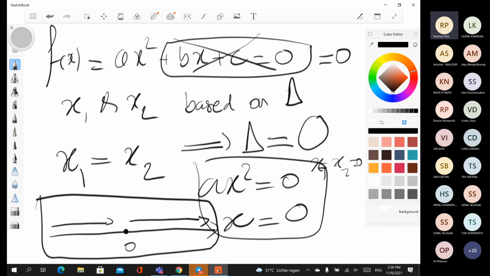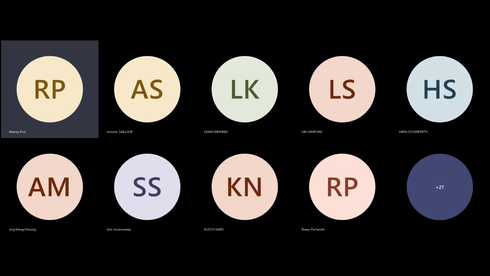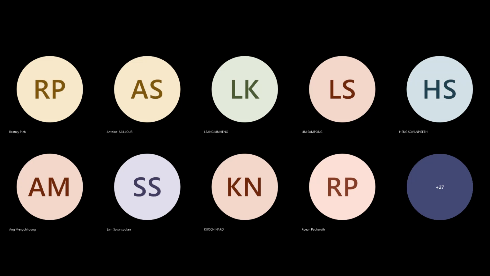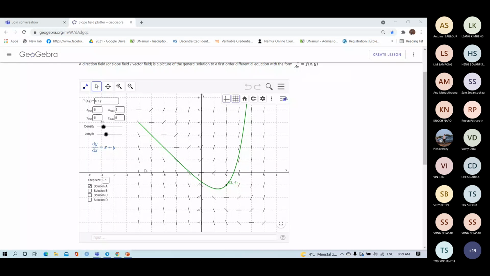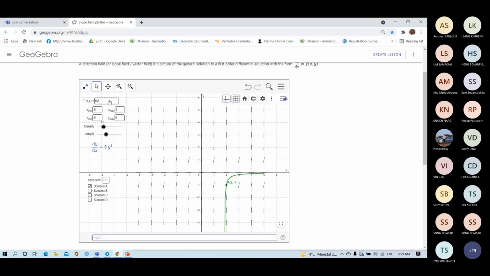Okay, let me show you in the diagrams here. Can you see the slide I share? Yes. Okay, let me show you here. For example, if I have 5x squared, 5y, I just put y because the variable that they use here is dy over dx, so I just put y here, squared. What is the slope value here?